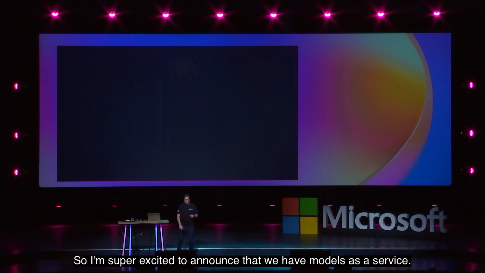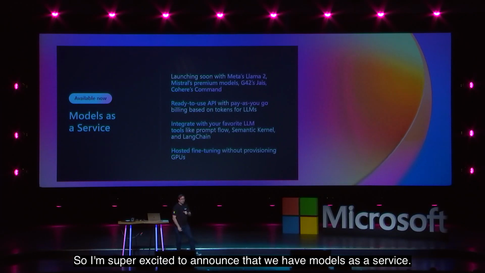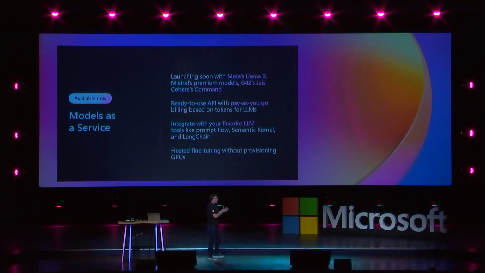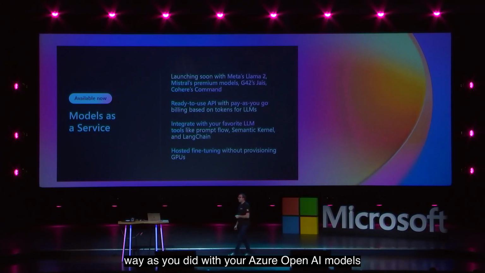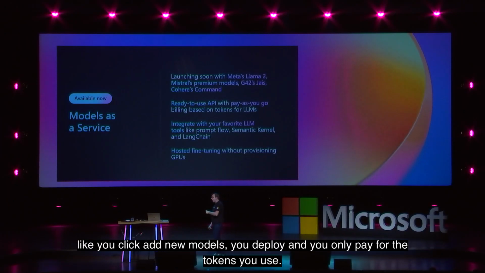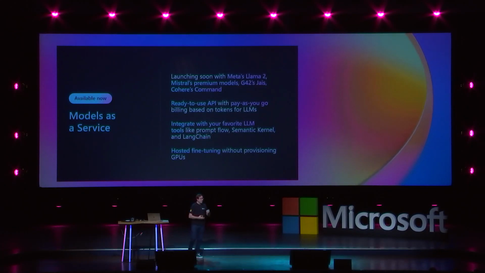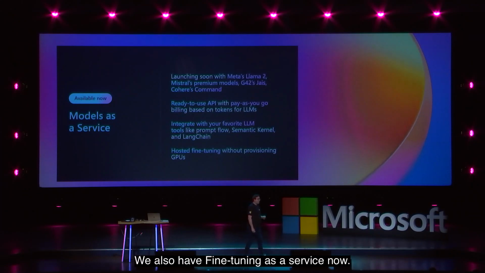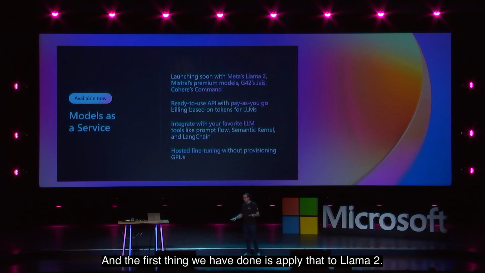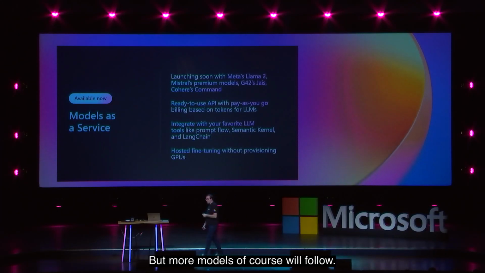So I'm super excited to announce that we have Models as a Service. Models as a Service works so that you can right-click, deploy the same way as you did with your Azure OpenAI models. You click Add New Model, say Deploy, and you only pay for the tokens you use. And the same thing goes for fine-tuning. We also have fine-tuning as a service now. The first thing we have done is apply that to Llama 2, but more models, of course, will follow.